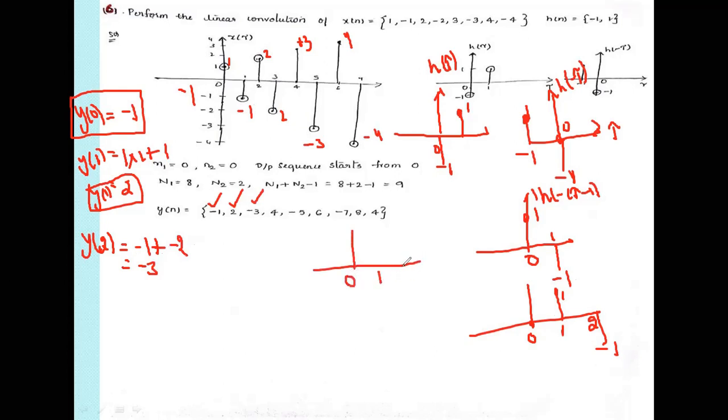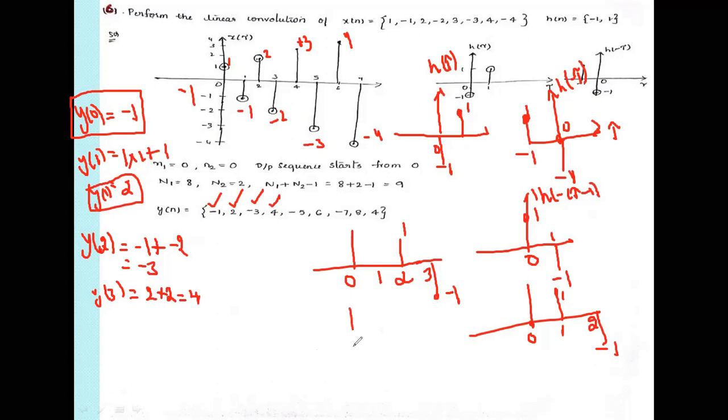0 is 0, 1 is 0. Now the 2 is 1 and 3 is minus 1. So now you can multiply at 2 and 3. At 2, the x value is 2, 2 into 1. Y of 3 is equal to 2 into 1, which is 2, and here at 3 the value is 2 into minus 1, minus 2. Minus into minus is a plus. 2 plus 2 is 4. You get y of 3 equal to 4.